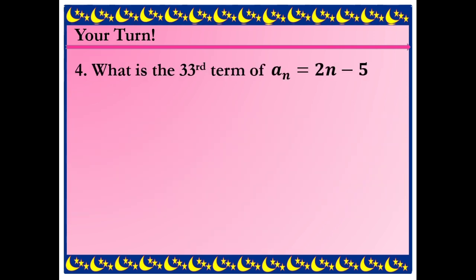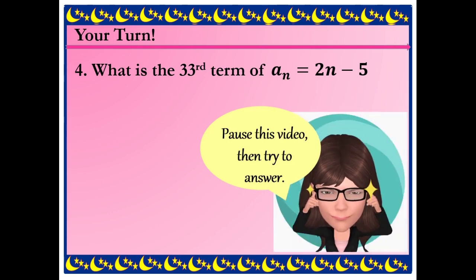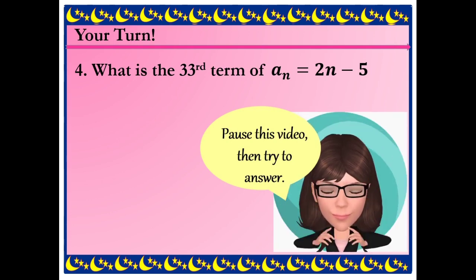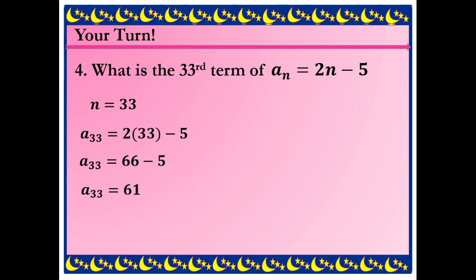Okay, number 4. What is the 33rd term of a sub n is equal to 2n minus 5? Pause this video, then try to answer. If you have your answer, then unpause this video. Okay, let's check. 33rd term, so we have n is equal to 33. Substitute. A sub 33 is equal to 2 times 33 minus 5. So 66 minus 5. So the final answer is 61.